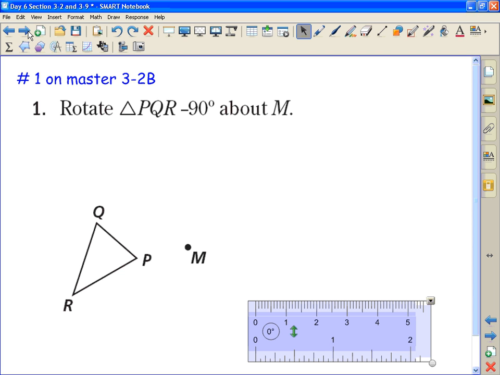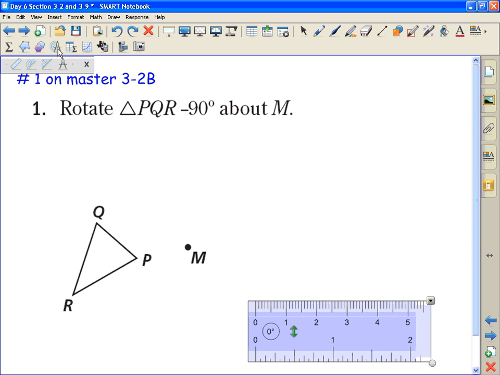Next example we're going to do here is we're going to rotate triangle PQR negative 90 degrees about point M. Now, this is not in your notes. What you need to do is pull out the worksheet you received at the start of class, Master 32B, which is your assignment for next time. And this is problem number 1 on that. Okay?